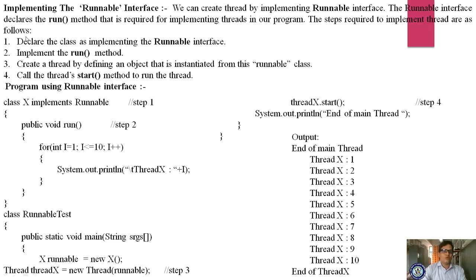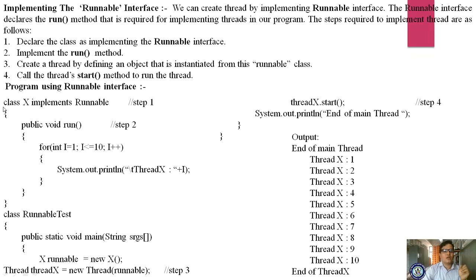So what is the first step? You have to create the class and it has to implement the Runnable interface. Next, we have to develop the run method. Next, we have to create the object of the Thread class and pass the Runnable interface object into it. You have to assign it. And next one is call the thread's start method and run the thread. To understand these topics, let us concentrate on this program.